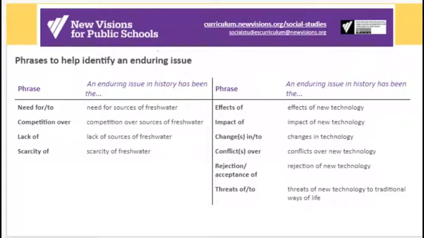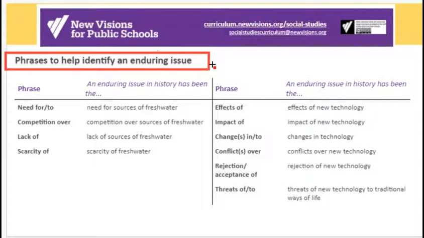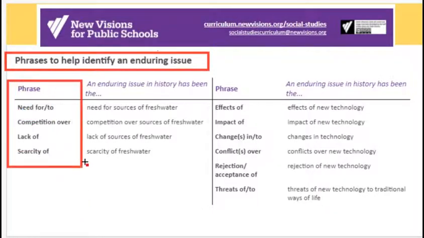And the answer is, again, thank you to New Visions for Public Schools. You're going to look for phrases to help you identify the enduring issue. So what phrases are you going to look for? Here they go. You're going to look for, when it says the word need, meaning that's something people needed over history, competition, people fought over, lack, they didn't have enough, or scarcity, they didn't have enough. And it's all speaking about different ways with fresh water.